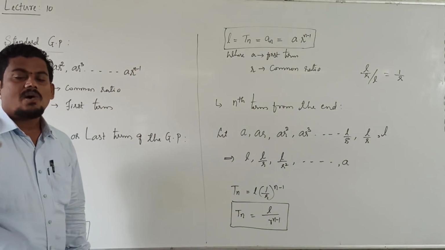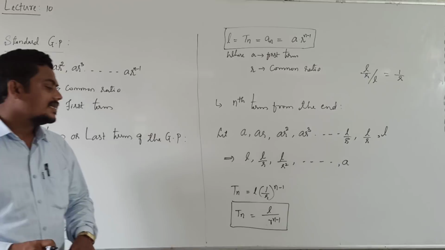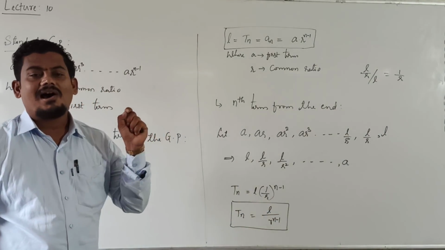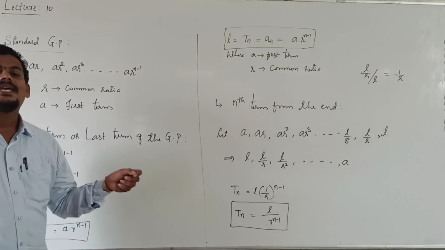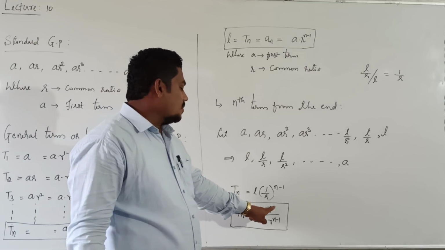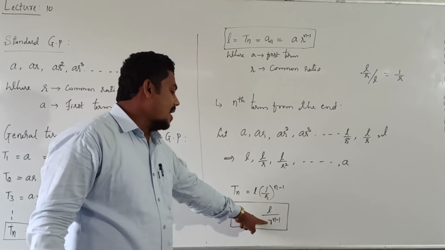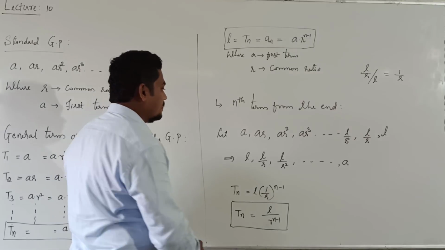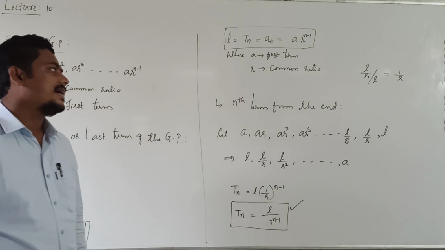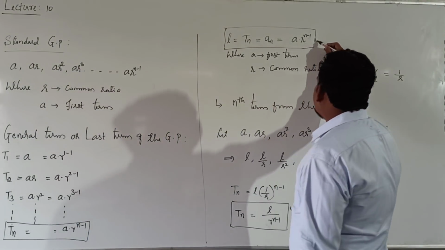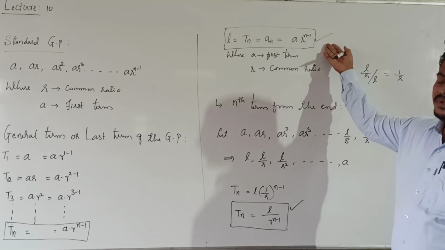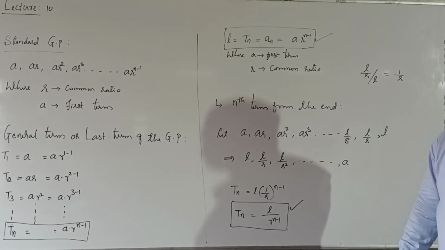Nth term of the GP from the end is L divided by R power n minus 1, where R is common ratio and L is last term. This is nth term of the GP from the end. This is nth term of the GP from the beginning. This is from the beginning, this is from the end.